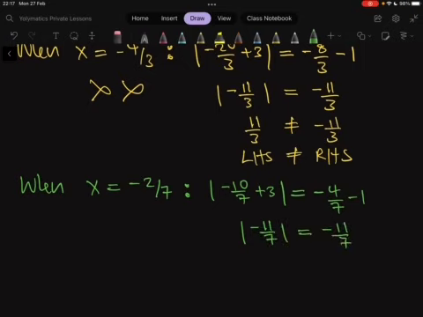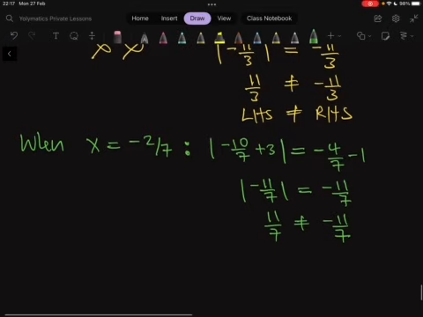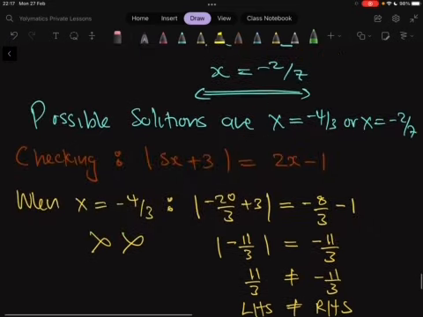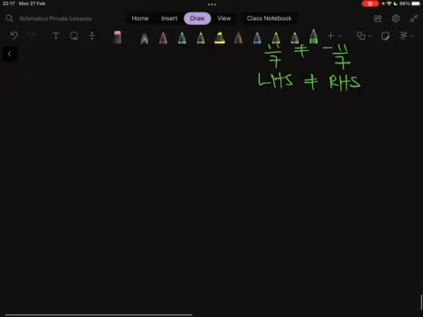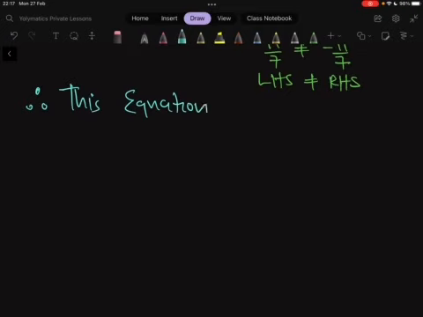But the left hand side will give us 11 over 7, which is not equal to negative 11 over 7. So the left hand side is not equal to the right hand side. So this is also not a solution. But these were the only possible solutions that we had. So what does that mean? Therefore, this equation has no solution.